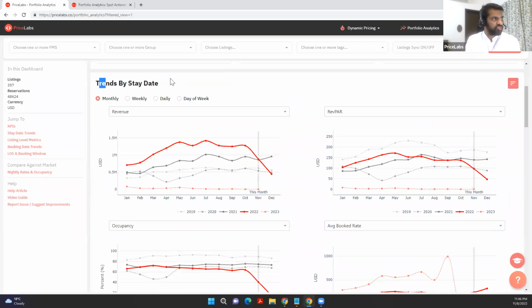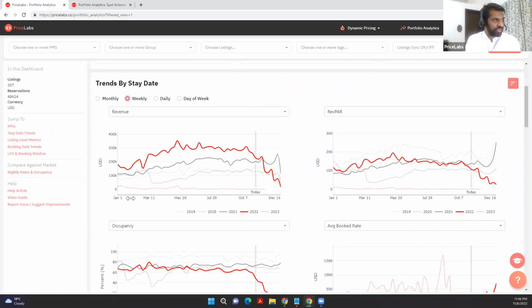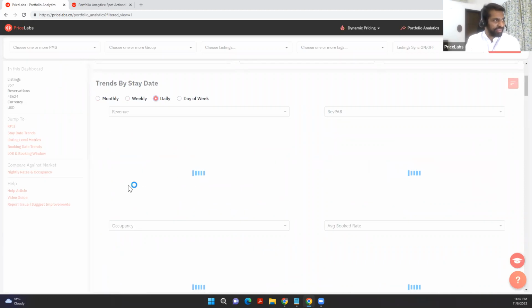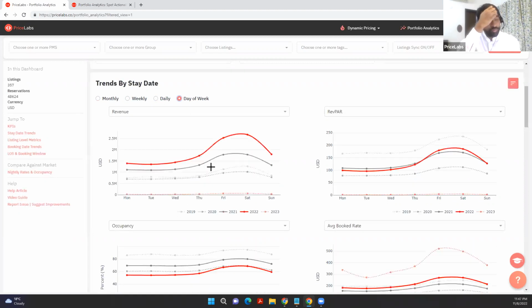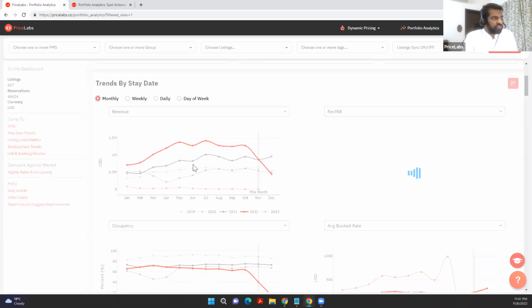So next is trends by stay date. Now you could look at monthly, weekly, daily, or day of week. Fairly straightforward. Monthly, you see months at the bottom. Weekly, you'd start seeing the 52 weeks at the bottom of the screen. Daily, you'd literally see the 365 days at the bottom, and day of week, you'd just see what your day of week trends are, so that you can understand what's happening in your business.